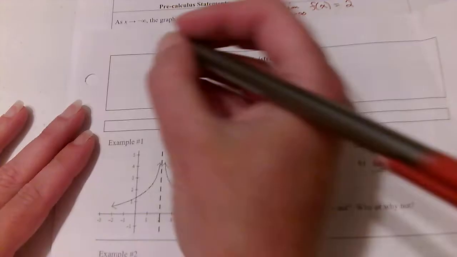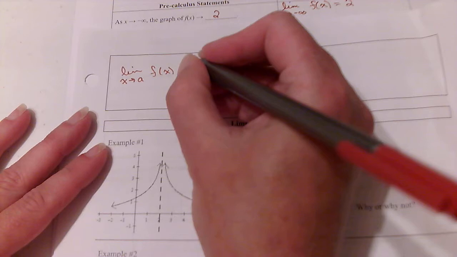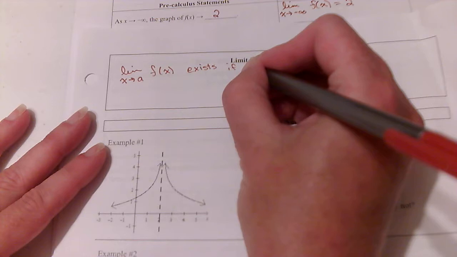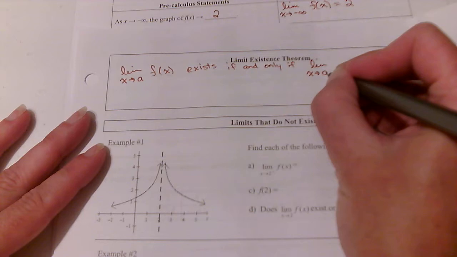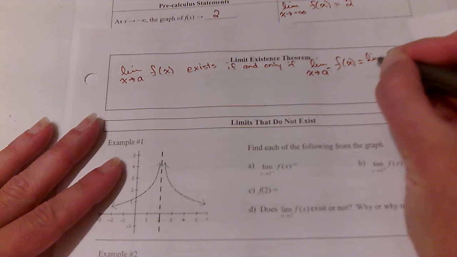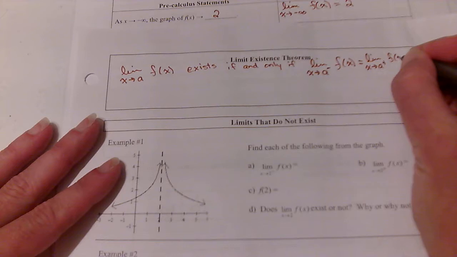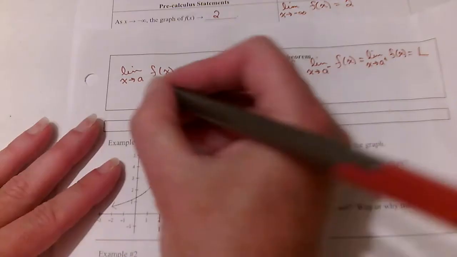Limit existence theorem states the limit as x approaches some value a of f of x exists if and only if the limit as x approaches a from the left equals the limit as x approaches a from the right, and both of those equal some value L. Let's say L is a real number.